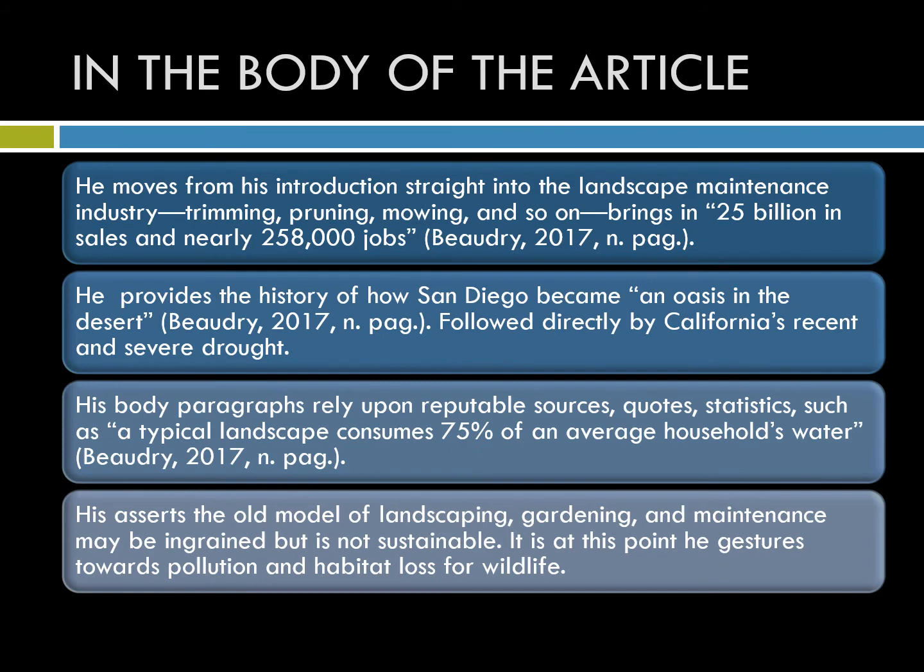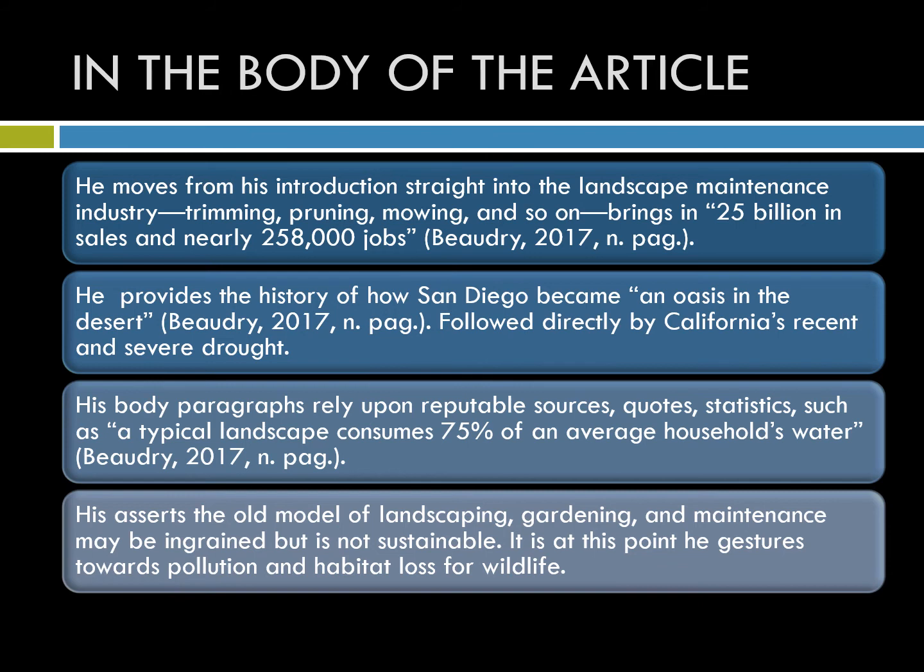In the body of the article, and I just break it down for you with some quotes that are all cited, he moves from his introduction straight into the landscape maintenance industry, talks about trimming, pruning, mowing, and so on. And he tells us that these landscaping maintenance companies are bringing in sales of 25 billion and consist of nearly 258,000 jobs. And then he goes on to provide a history of how San Diego became an oasis in the desert, followed directly by California's recent and severe drought, though that ended this past summer.